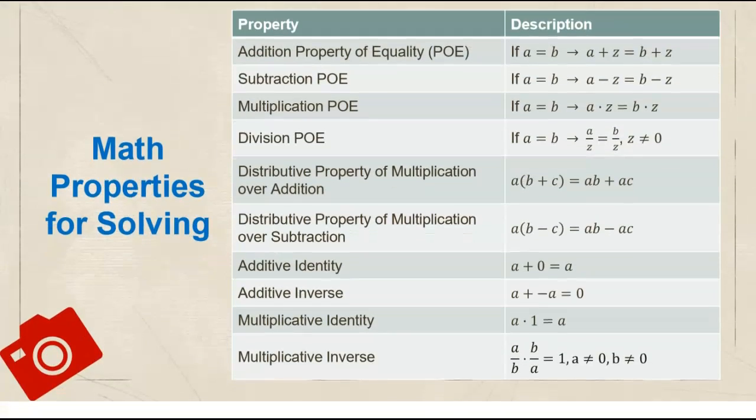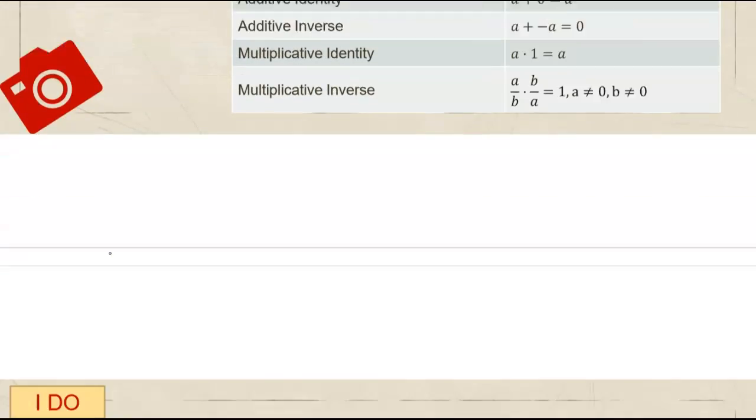So here is a summary slide. This is a great one to take a picture of for your notes. This will summarize all of the properties we talked about today: all of the properties of equality, the distributive properties, and the identity and inverse of both additive and multiplicative properties. So let's see how we use these.